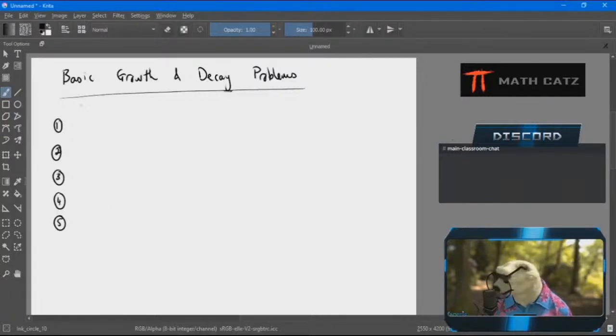The very first one is the most basic I can come up with. Let's call it basic exponential growth. And let's come back to this question, this page, as we go further in this list.